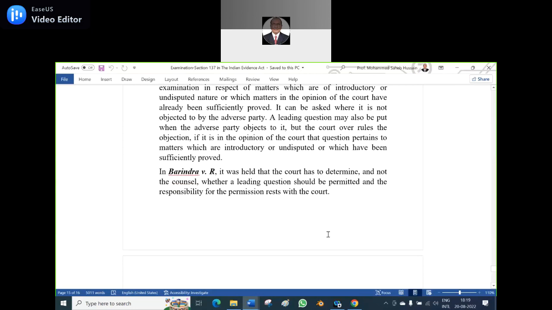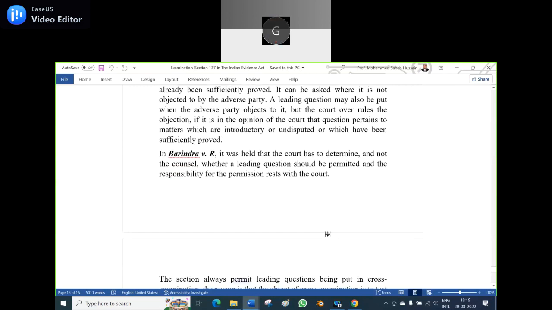In Barindra versus R, it was held that the court has to determine and not the counsel. Here they say the court has to determine and not the counsel whether a leading question should be permitted, and the responsibility for the permission rests with the court. So the court is the final authority. Is it clear? Yes, sir. The advocate has the right to object, but the court will decide whether it is sustained or overruled. So the final say is the court. It is decided in Barindra versus R.